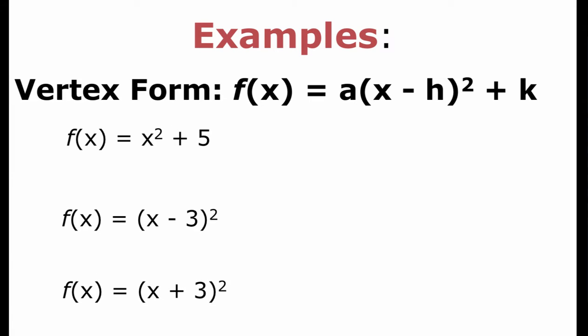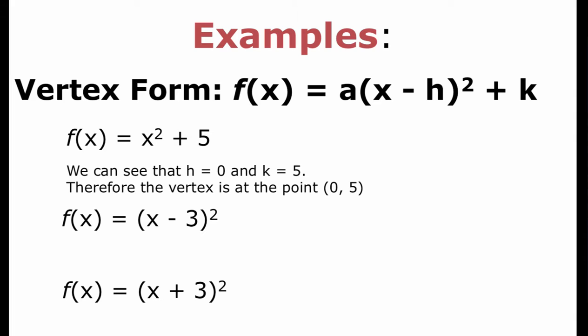The next three equations are actually a little bit more simple, but sometimes the simpler equations are more difficult for the students to work with. So the first example is x² + 5. Now you'll notice there's no parentheses around the x. And if you think about it, the number that is being added to x there is actually 0. So the h value in this case is going to be 0. The k value is 5.